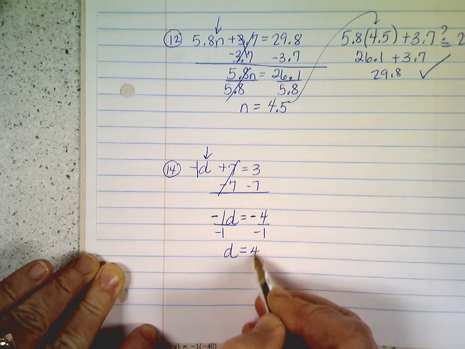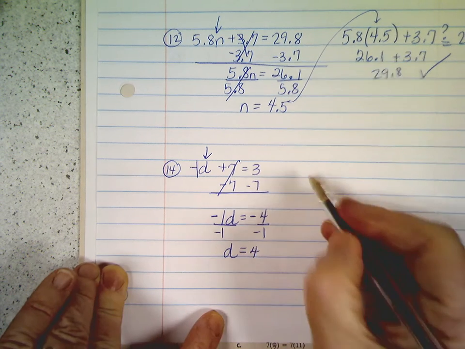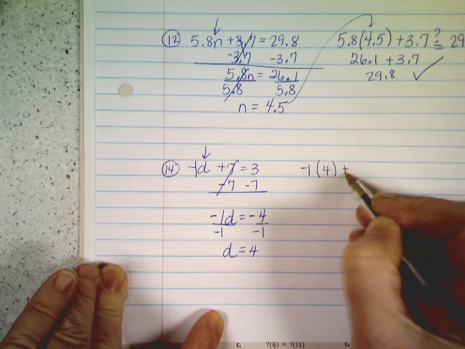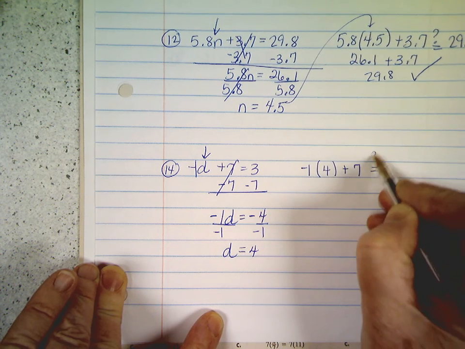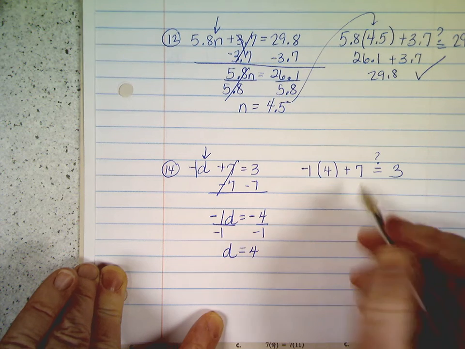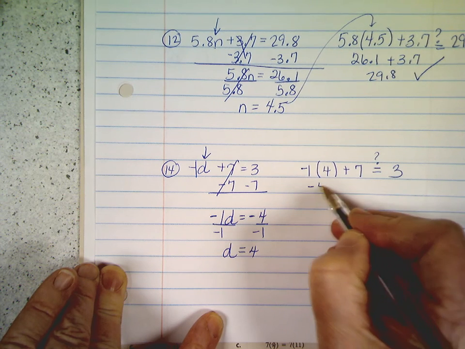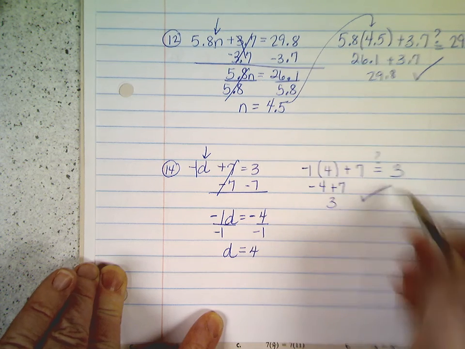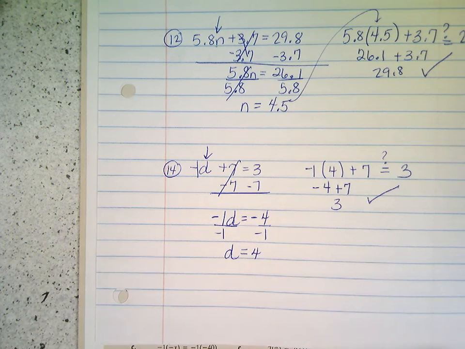D equals 4. Now to check it, negative 1 times 4 plus 7, is that really equal to 3? Negative 1 times 4 is negative 4. Negative 4 plus 7 is 3. Yes, that one checks.